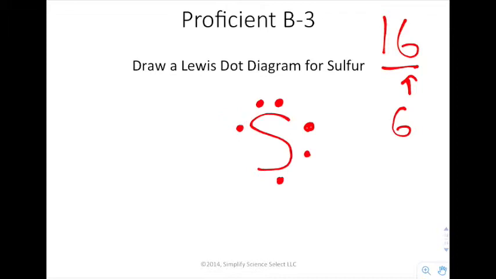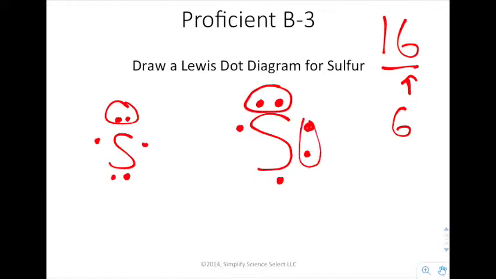Now, if you drew your sulfur a little bit differently, if you drew it something like this, that is perfectly acceptable as well, as long as you have a pair of electrons and then a pair of electrons, and then the other ones are single.